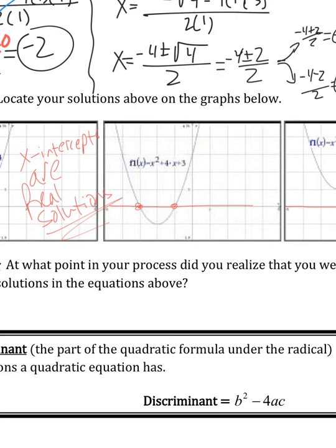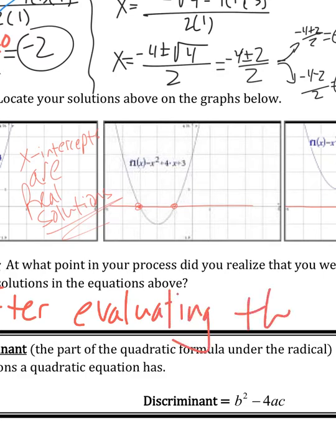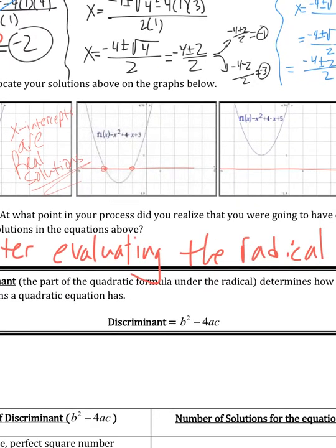Okay? So when did we discover that? After evaluating the radical stuff, right? Something along that line, right? Okay, after we evaluated the radical, or the stuff under the radical. And that stuff under the radical has a name. It's called the discriminant.